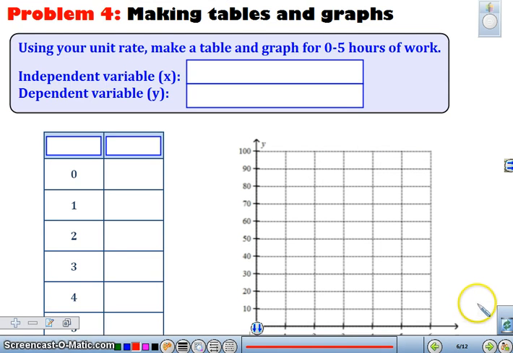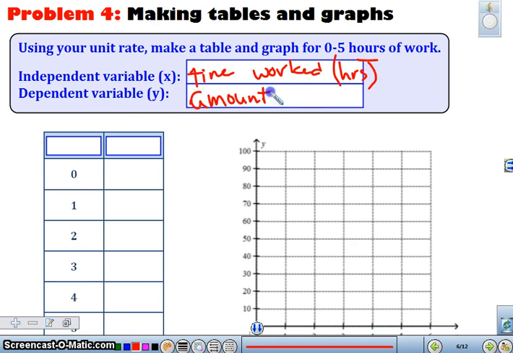On the top of the next page, it says we now want to take a look at making a table and a graph. So if we are taking a look at this, our independent variable in our case is going to be the time that we worked. And what was our time in? If we're looking at this one, our time is in hours. And then our unit rate is the amount of money we're being paid. So a lot of times, you're going to see the word amount. And in this case, we're probably going to see dollars here. And this is our amount, so we want to have our labels.